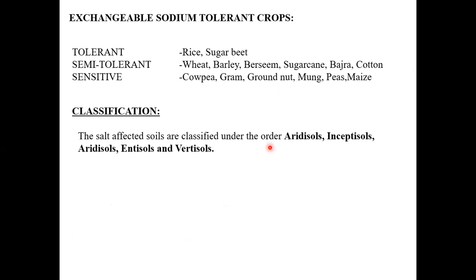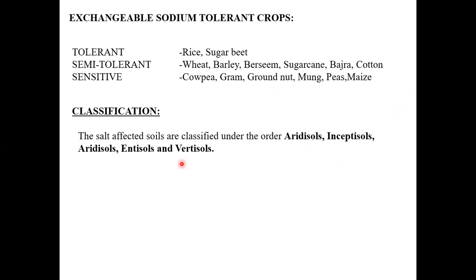And what are the tolerant crops, sir? Rice and sugar beet are highly tolerant of sodic soil problems. Semi-tolerant crops are wheat, barley, berseem, sugarcane, bajra and cotton. The sodium-sensitive crops are cowpea, gram, groundnut, mung bean, peas and maize. Mostly this type of soil we can expect in aridisols and inceptisols.